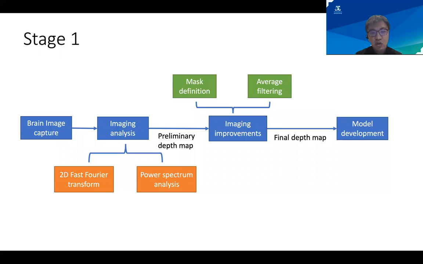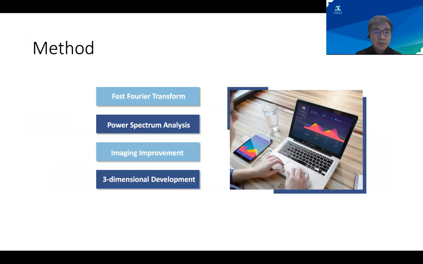After the image capture, image analysis and image improvements are required and applied for the model development. Image analysis uses fast Fourier transform and power spectrum analysis. Image improvements redefine abnormal regions through averaging outline pixels. So I use the fast Fourier transform for imaging signal processing. Fast Fourier transform theory helps understand image characteristics.